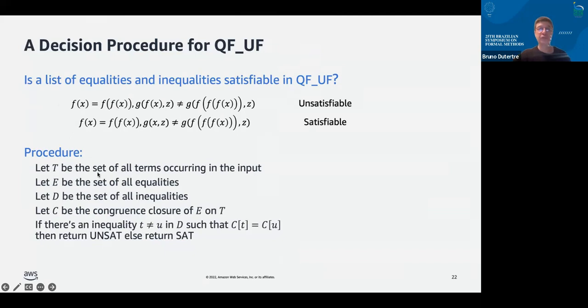And the procedure to do this is described here. Essentially, you take all the terms that show up in these equalities. You split the constraint into equalities and inequalities. You compute the congruence closure using only the equalities. And then at the end, you check whether the congruence closure is consistent with your set of inequalities. If there is an inequality in the set of constraints that is inconsistent with your congruence closure, then you know that the problem is unsat, otherwise it is satisfiable. Okay? So this follows from the properties of the congruence closure we described before.